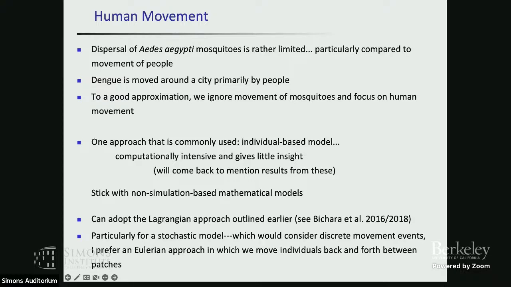We could adopt that Lagrangian model which I mentioned earlier. There's a really nice series of papers by Bichara et al. that do this and, as I'll mention in a bit, explicitly work out R0 expressions. But particularly when I'm thinking about stochastic models, where I'm thinking about individuals moving discretely and there actually being movement events from one place to another, I prefer a model where we actually move individuals explicitly between patches.